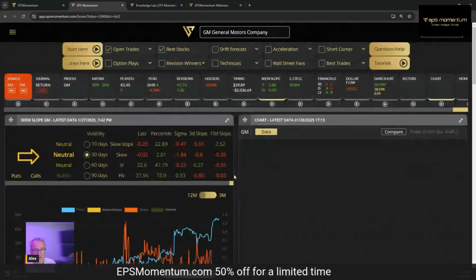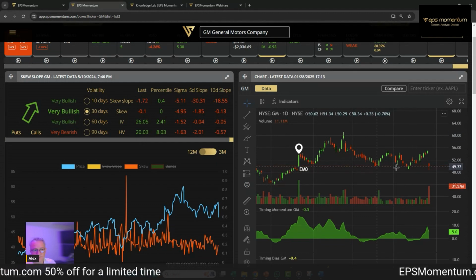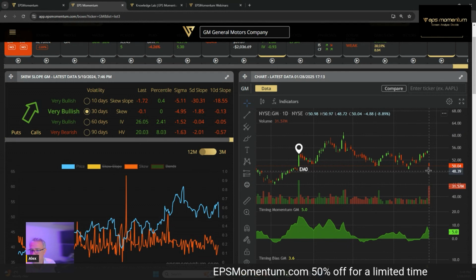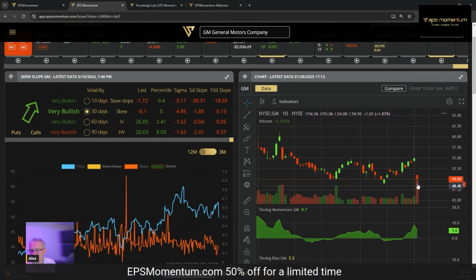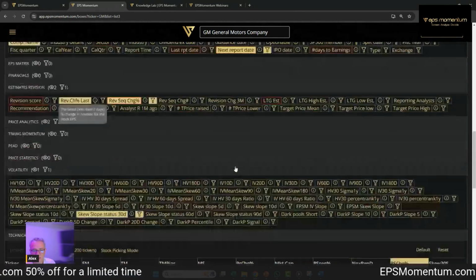So General Motors here is very bullish, okay? The option's very bullish right now. So the call is expensive. The stock just dropped, so maybe like a turnaround is priced in on the option. So let's see if that happens.